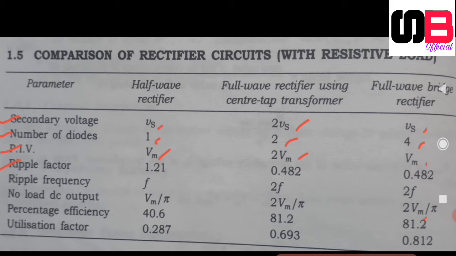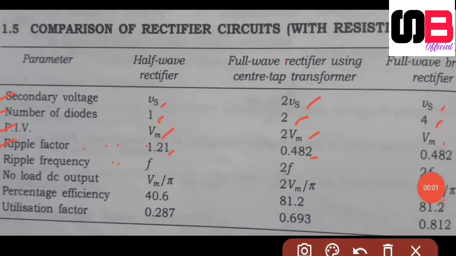Now, ripple factor. In the half wave, the value of the ripple factor is 1.21. In the full wave using center tap, the value is 0.48. And in the bridge rectifier, the value is again the same, 0.48. Now comes the ripple frequency. The value of the ripple frequency in the half wave is f. In the center tap, it is 2f. And in the full bridge rectifier, it is 2f. So it depends upon the input frequency.